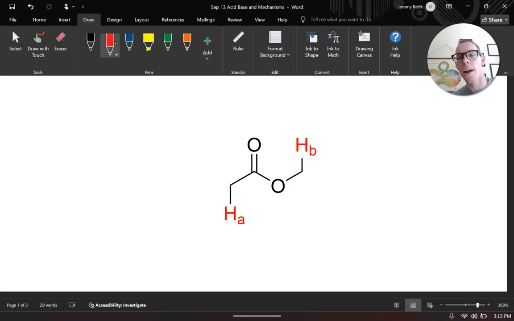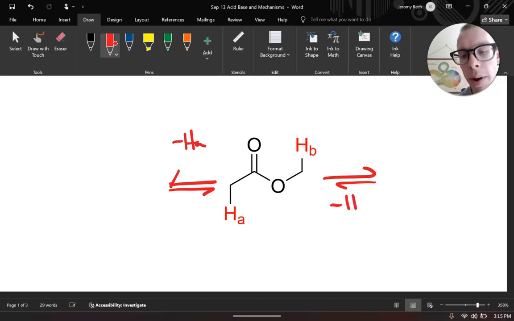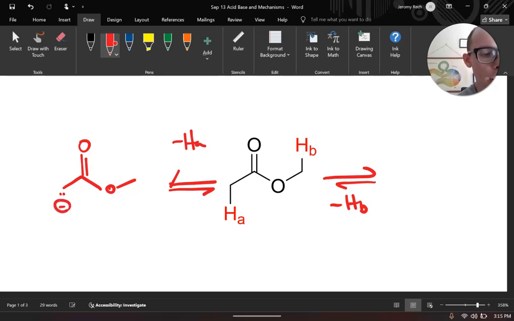So let's start by just drawing our conjugates. I'll show the equilibrium here, so this will be minus HA and then minus HB. If I remove HA, I would have a structure like this that would now have a lone pair on this carbon and a minus charge. So this is the same general charge, just I'm removing HA.